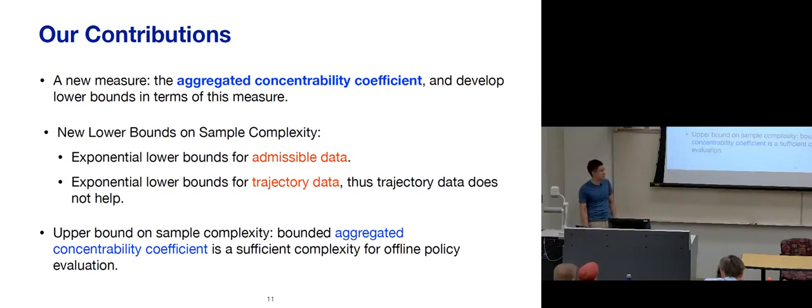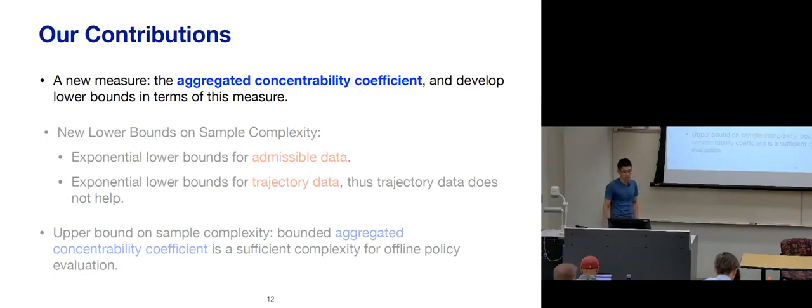Actually, this thing is always finite. Maybe we consider these MDPs to have finite states and actions, so it's always finite. But if this aggregated coverability coefficient is extremely large, like 2 to the h, then we have a lower bound of 2 to the h. If it is maybe h squared, then we have polynomial algorithms for that. So we'll go into the definition of this aggregated coverability coefficient first.